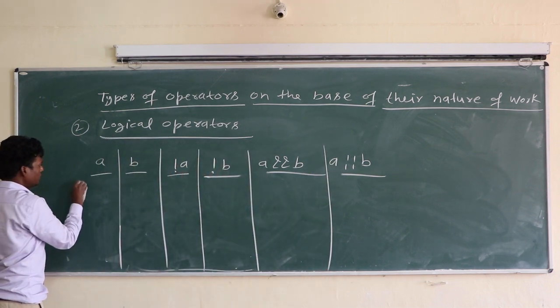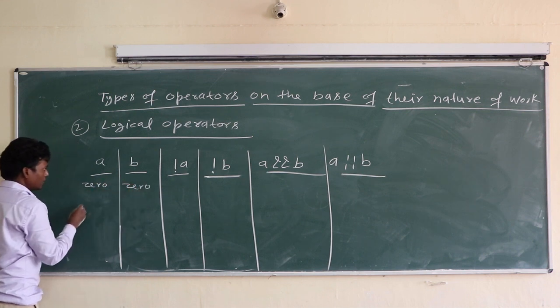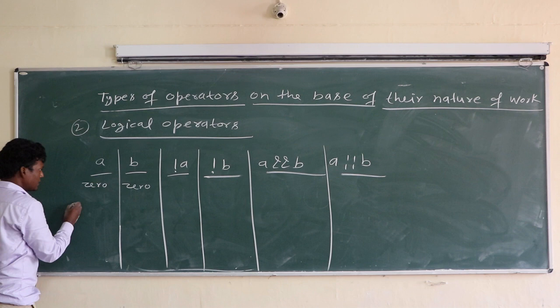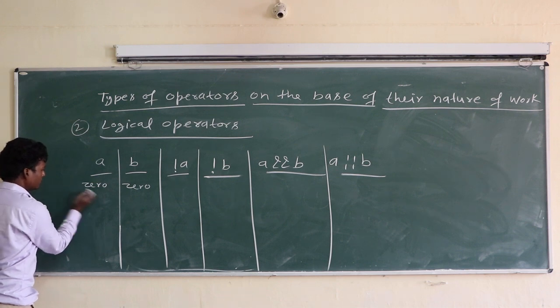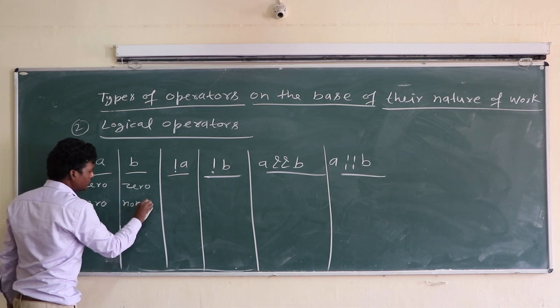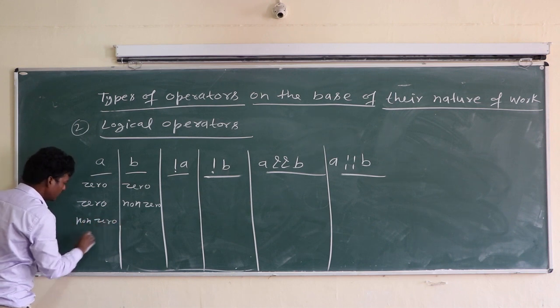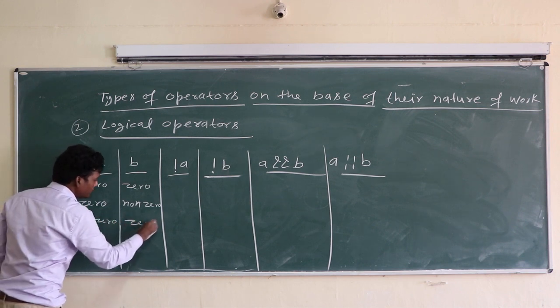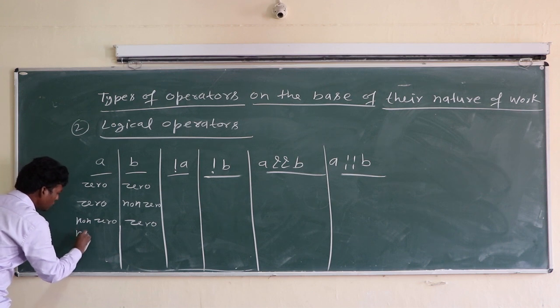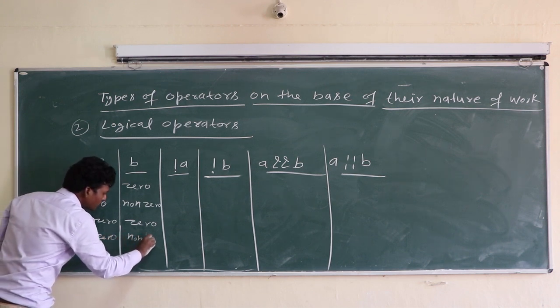Here is 0, here is also 0, here is a 0, here is a non-zero, here is a non-zero, here is a 0, here is a non-zero, here is also non-zero.